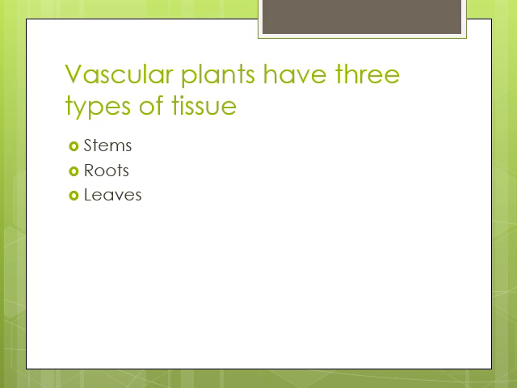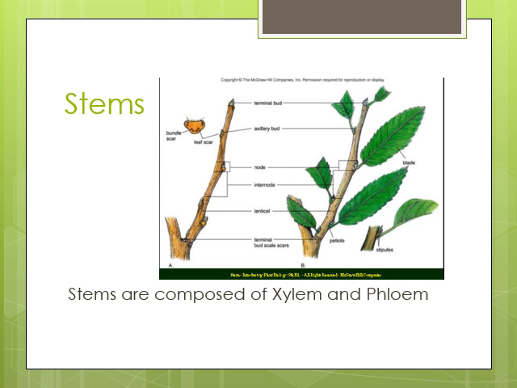Aside from these tracheid tissues, all vascular plants have three types of tissue: stems, roots, and leaves. Everybody good on that? Awesome. Get this. The stem is made up of xylem and phloem. It's made up of these tracheid tissues taking nutrients out and bringing nutrients in.